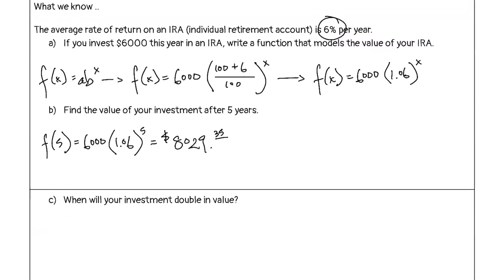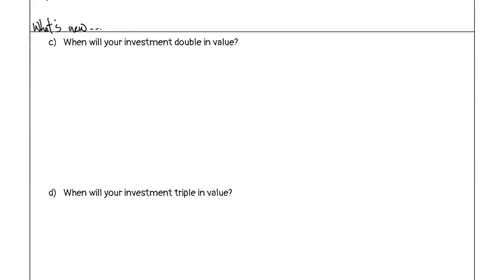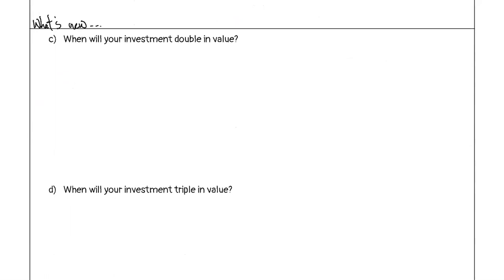All right, so this next section, which let's title What's New, okay, is thinking about the value of our investment and not finding the value, but actually figuring out how long it's going to take for something to happen.